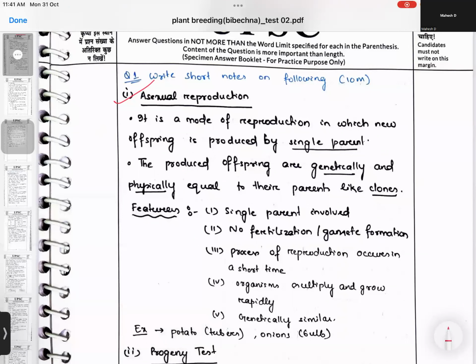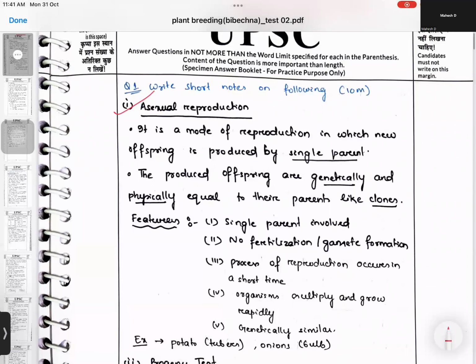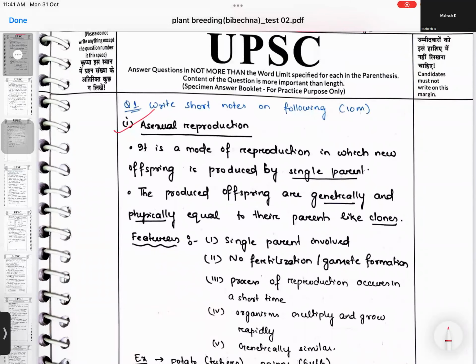So, okay, we will discuss the paper, how to go about the plan building paper, and how to answer these questions and how to go about this live evaluation. So, the first question that we have asked is about asexual reproduction.